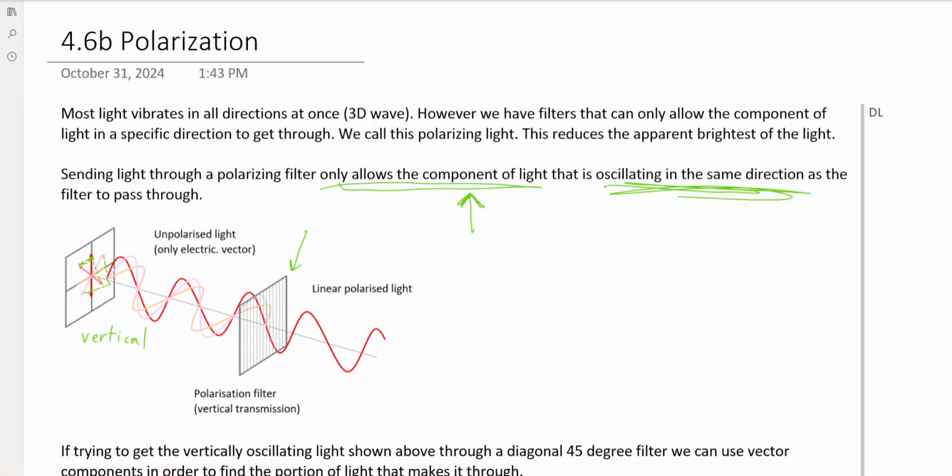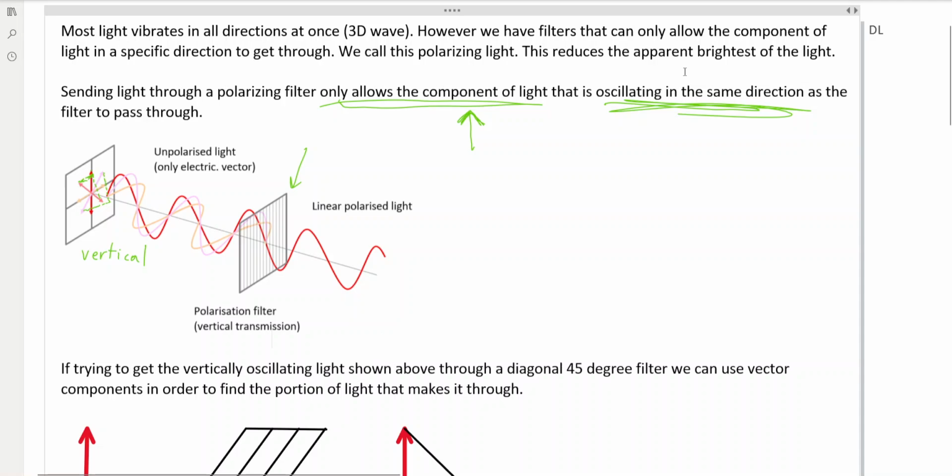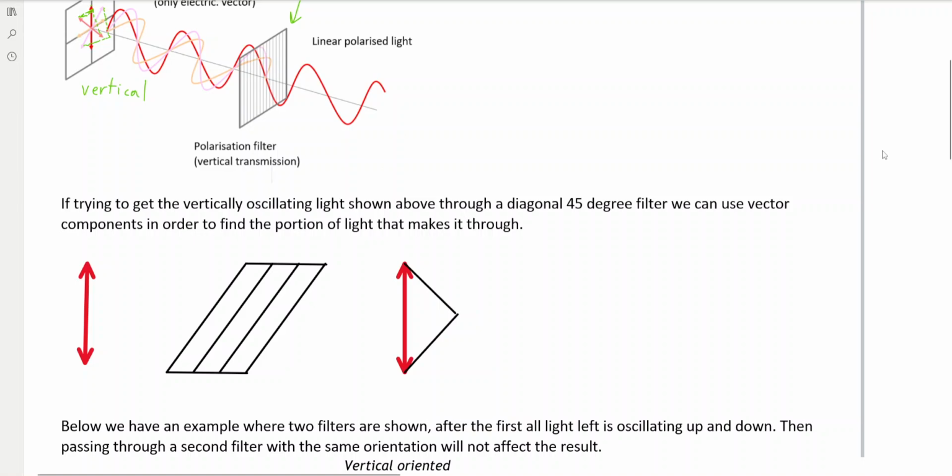Okay, so it only allows one type of light through, whatever's oscillating in that direction, but it allows that component of light through. So here's a picture. If you try getting vertical oscillating light through a 45-degree filter, you can use vector components to find the portion of light that makes it through. So here's the vertical oscillating light. So this is the light, and here is the filter.